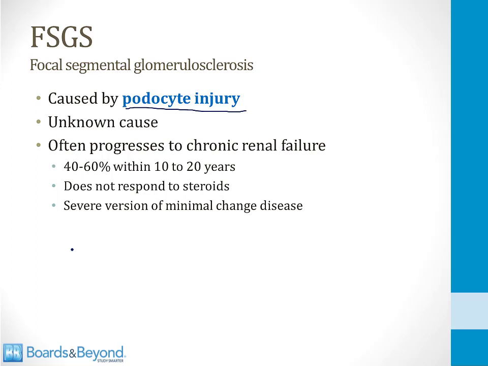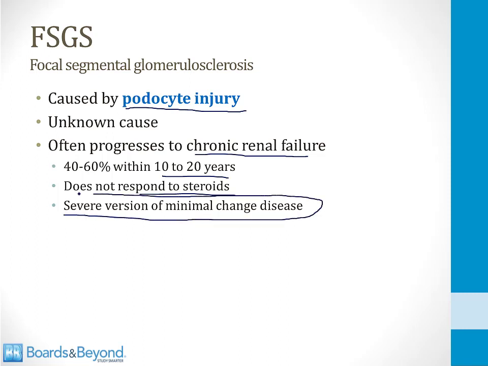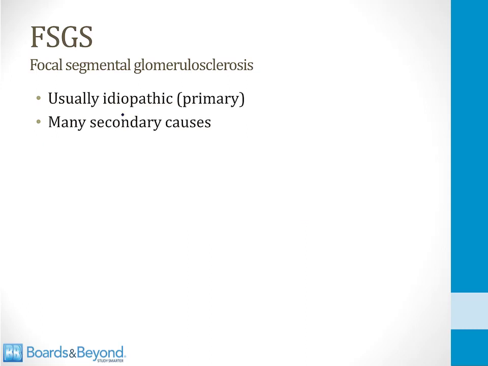The difference is that FSGS often progresses to chronic renal failure. It does not have a benign course. 40 to 60% of patients will end up on dialysis in 10 to 20 years. It does not respond to steroids. And as I just said, a severe version of minimal change disease is an easy way to remember many of the features of FSGS. Usually FSGS is an idiopathic or primary disorder. However, there are many secondary causes that you need to know for step one, so let's review those now.